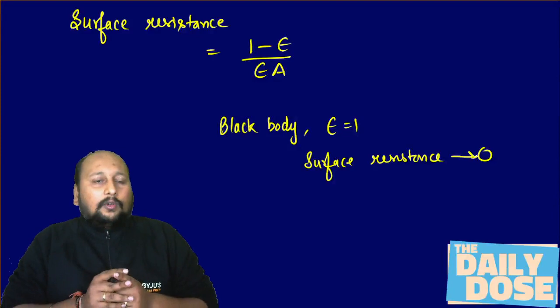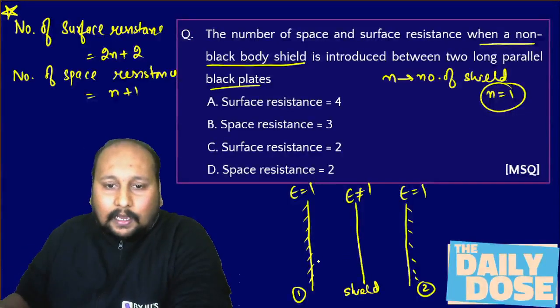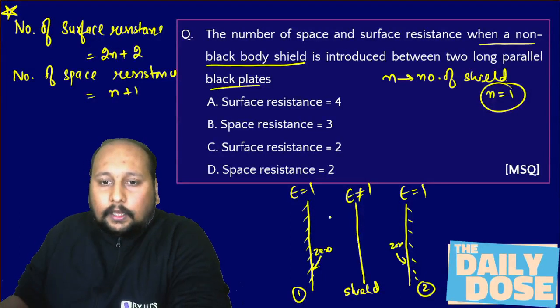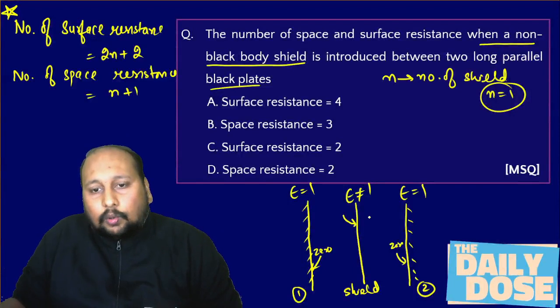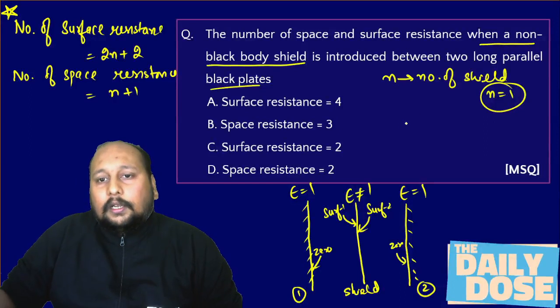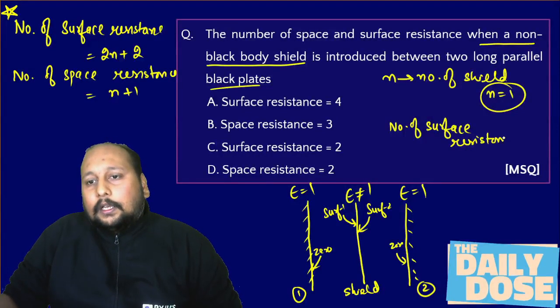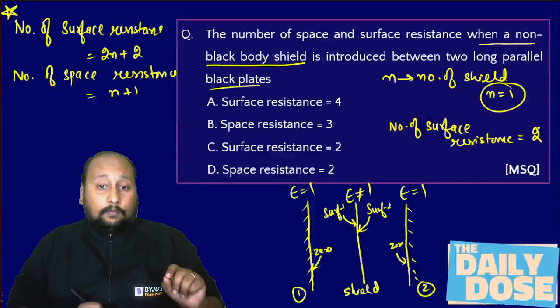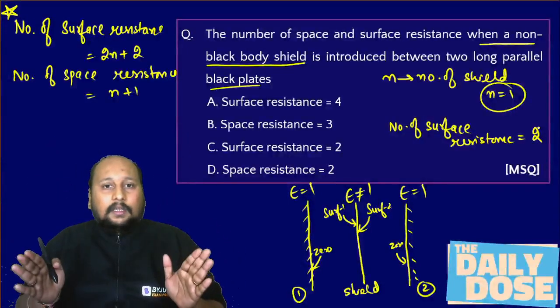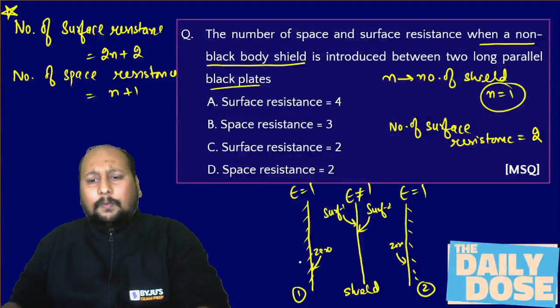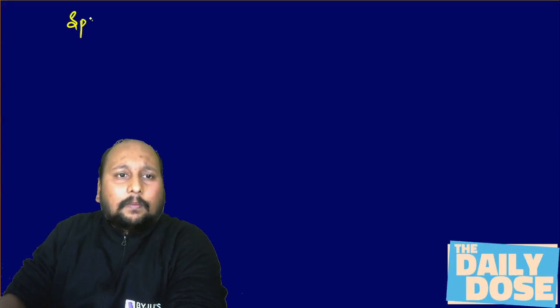If surface resistance is equal to 0, that simply means you will have 0 surface resistance on both of these surfaces, 0 and 0, right? We will only have surface resistance on this shield, that is surface resistance 1 and surface resistance 2. So in total, the number of surface resistance in this particular arrangement will be equal to 2, not 4. Please make sure of this, because we have two black surfaces and we know that black surfaces always have 0 surface resistance, right?